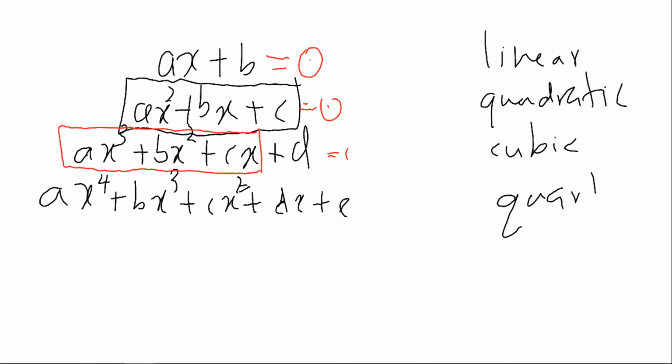Or if I say f of x is equal to ax plus b, f of x equals ax squared plus bx plus c, f of x equals ax cubed plus bx squared, and all that. Those are linear function, quadratic function, cubic function, quartic function, and so on, right?